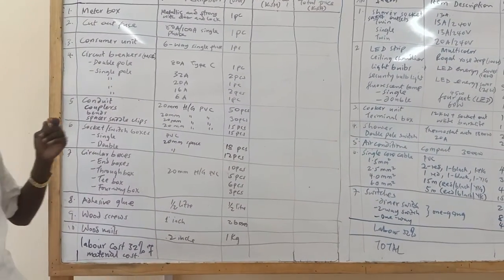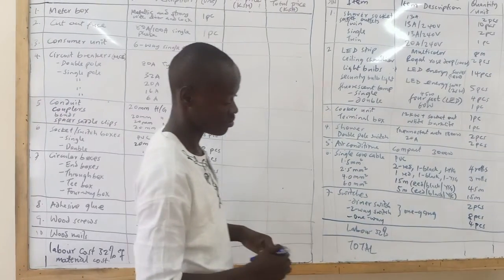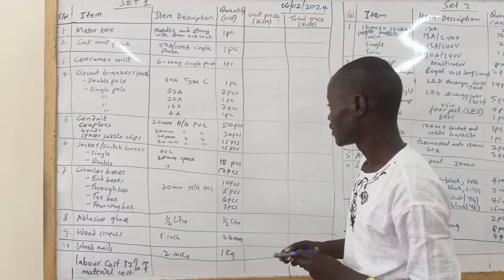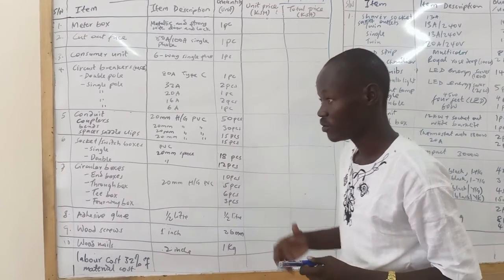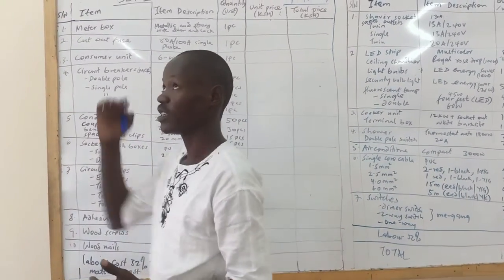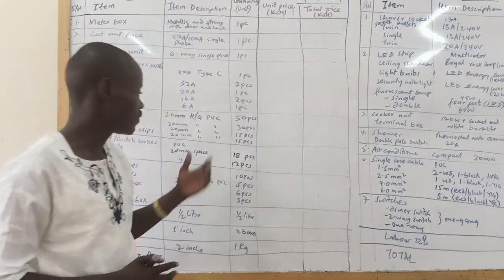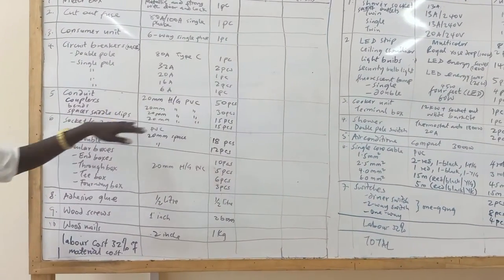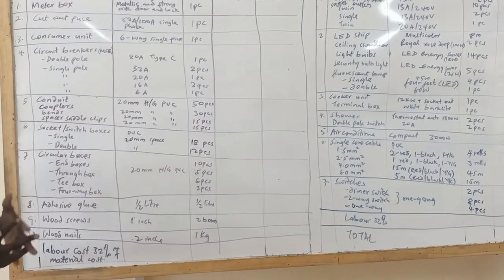50 pieces of 3-meter-long conduit. So I need 50 pieces of conduit. That is enough to do all the conduit inside the wall as well as on the roof. Remember, the kind of ceiling is gypsum, so we are supposed to be giving a clean finish.